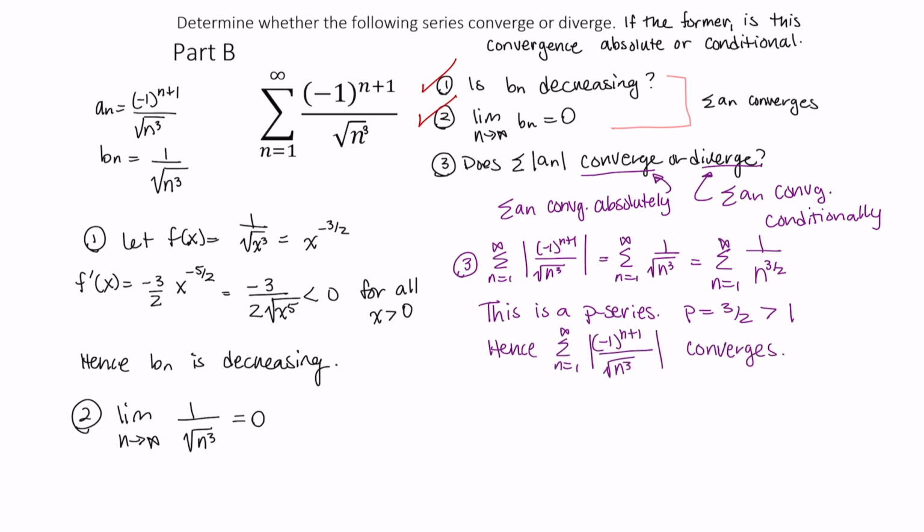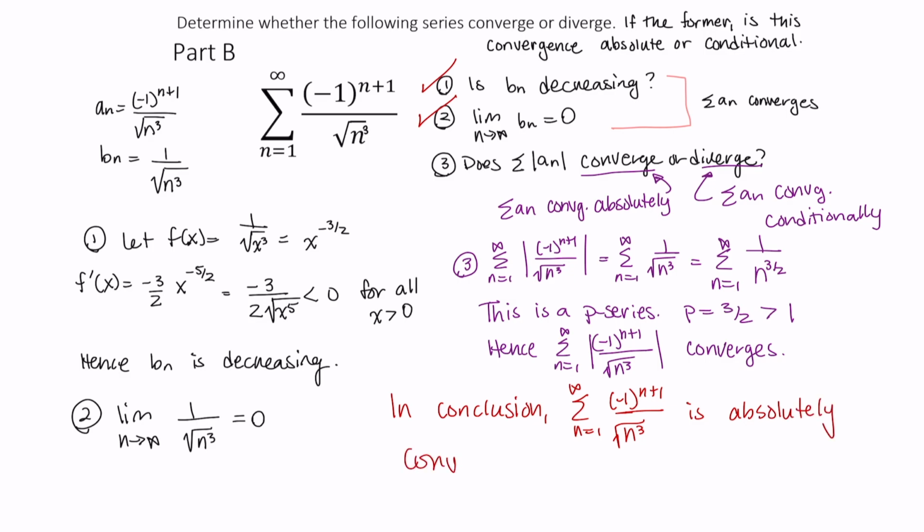All right, so let's write out our conclusion. In conclusion, this series, our original series that we started with, an alternating series, is absolutely convergent by the alternating series test.